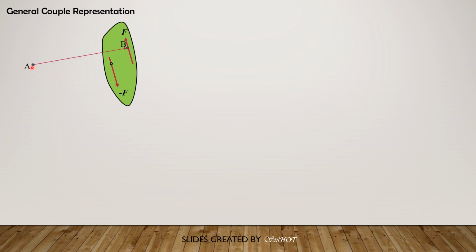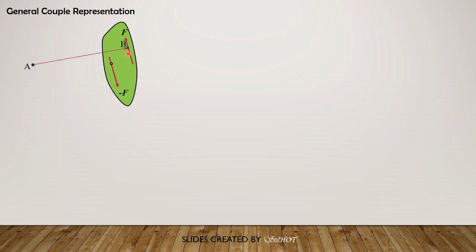So I'll now discuss the general couple representation. This is for 3D, assuming this is the plane of the couple and this is the couple. We have F in that direction, then negative F here. They are oppositely directed. Then let's select a point. Let's say the moment center is A.